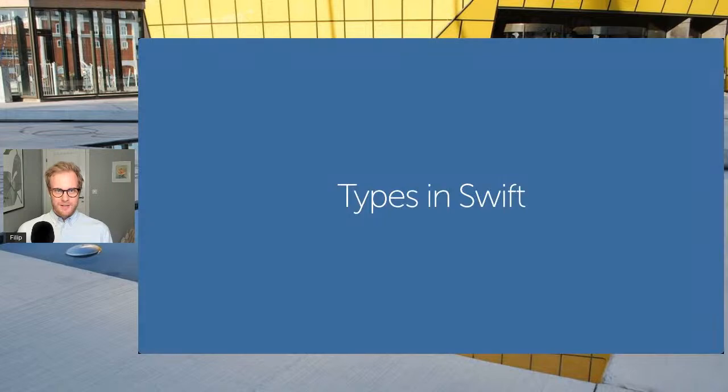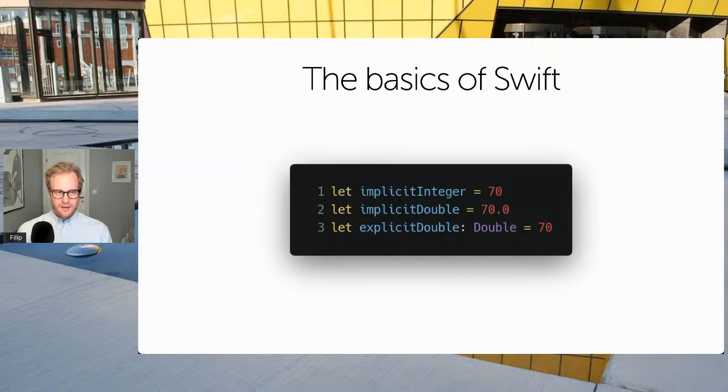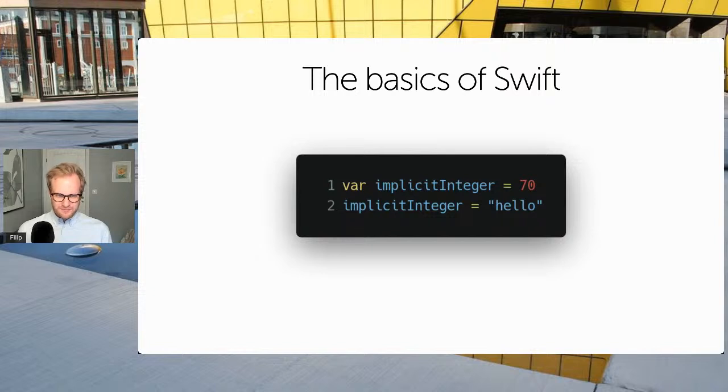Moving on, let's talk about types in Swift, and type inference. So this is pretty straightforward, right? You have an implicit integer and it's 70, or an implicit double and it's 70.0, or an explicit double. So in Swift, that will infer the type Int to that variable. And it's not very complicated, right? Because that's, of course, a double too, because the default floating point type in Swift is a double. So this is not very complicated, but let's look at the next example then.